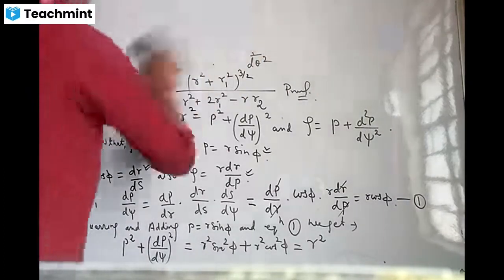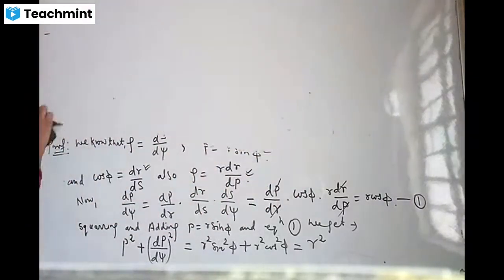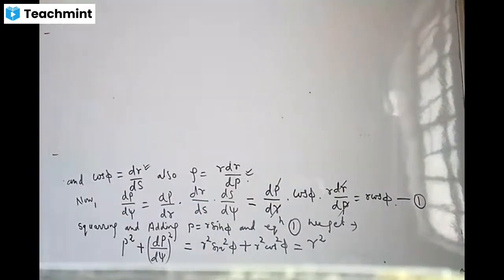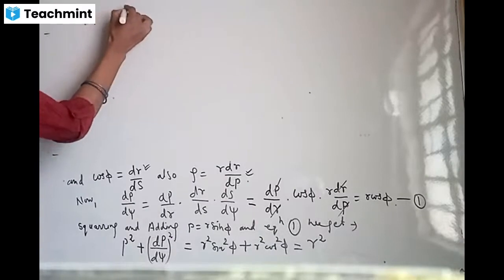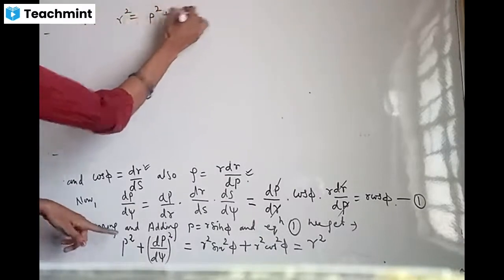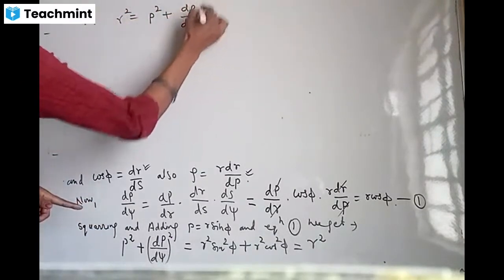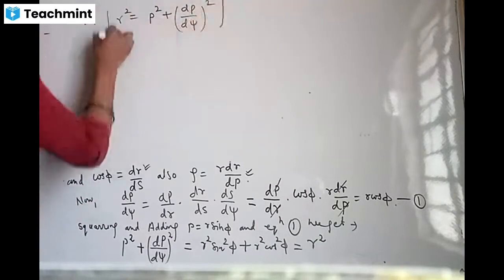So first relation is completed. So therefore I have relation r square equal to p square plus dp by d psi whole square. So first one is proved.